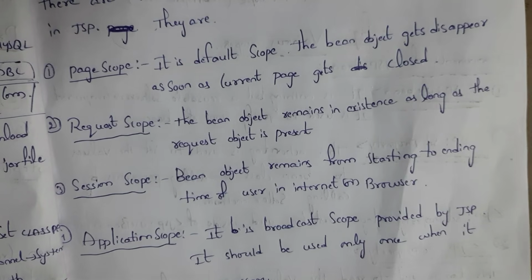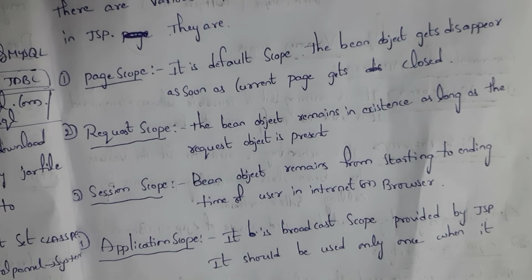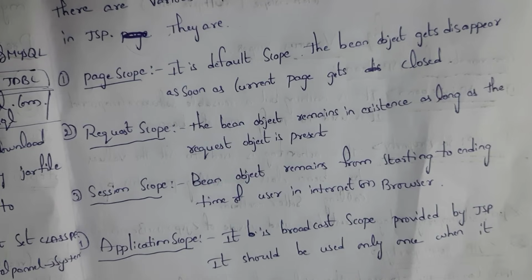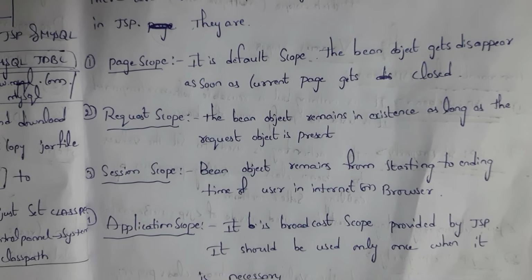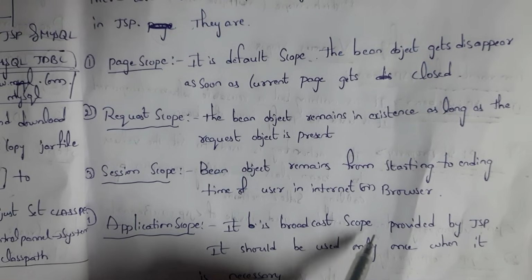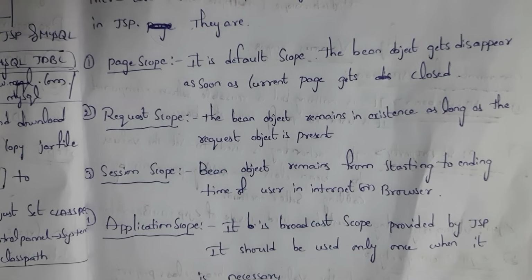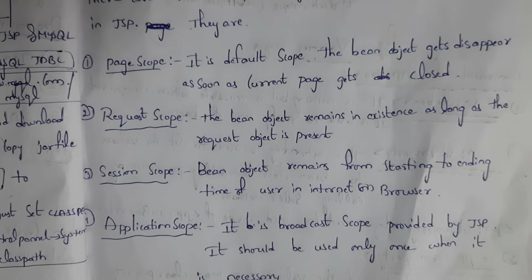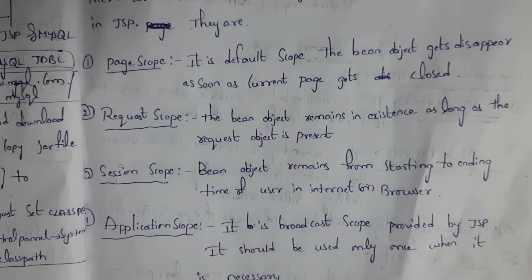And next, the third one is session scope. From the time the user opens the browser until the user closes the browser, bean objects are present in session scope. This application scope is broadcast scope. So we should not use application scope all the time. Only whenever it is necessary, at that time we need to use this application scope.